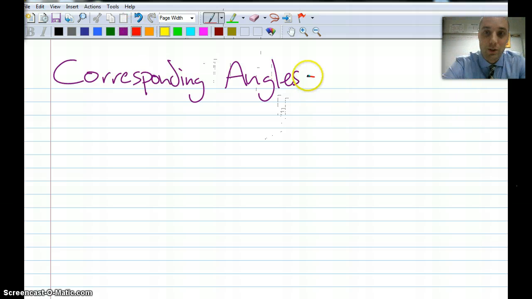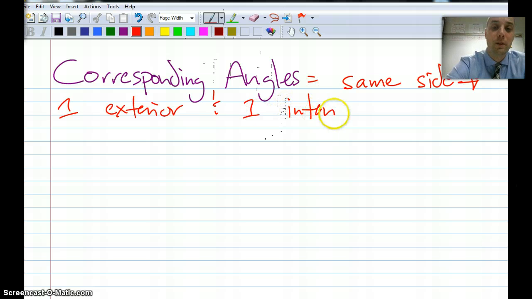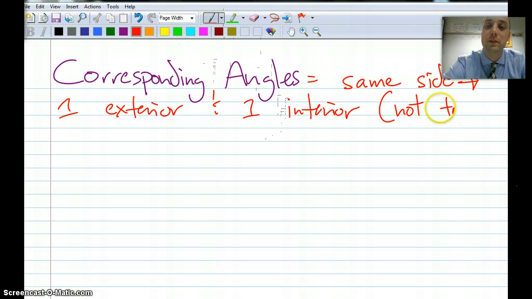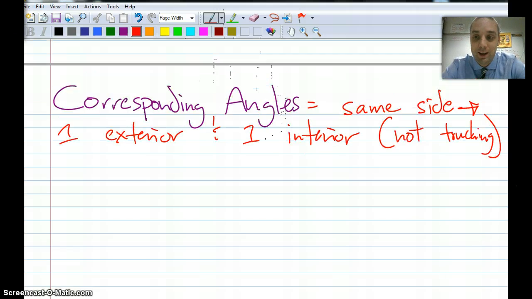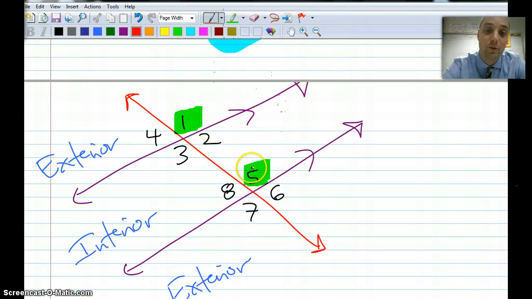So here's our definition. Number 1, they're on the same side of the transversal. We have one that's on the exterior and one on the interior. And then put this kind of in parentheses: they're not touching. If they were touching, they'd just be adjacent angles. And these are not touching. So if you look back, I'm going to highlight this one again. There's 4 sets of corresponding angles. Angle 1 and angle 5.